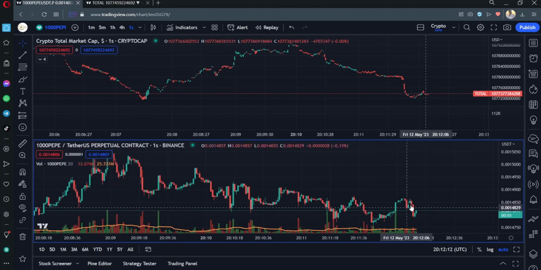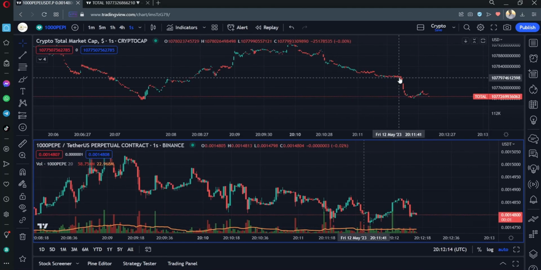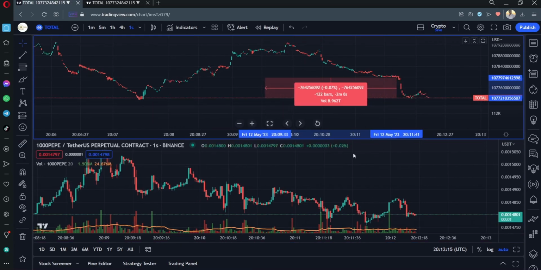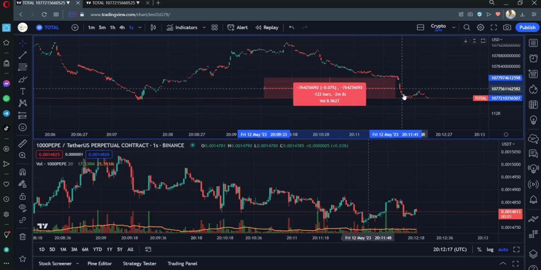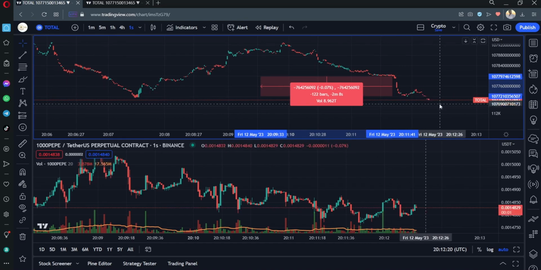Did you guys see what just happened? The market cap fell actually a fair amount. It fell about 7 basis points. Now, when the crypto market cap falls that much, crypto market cap is still falling.